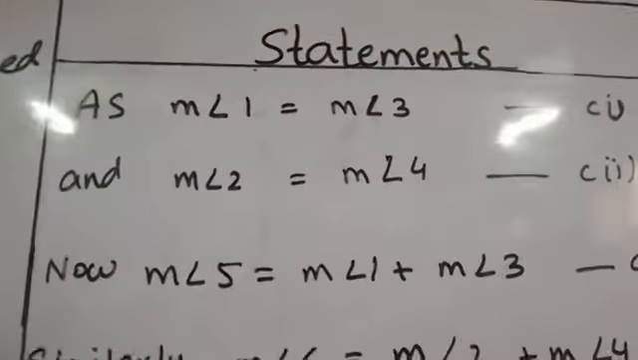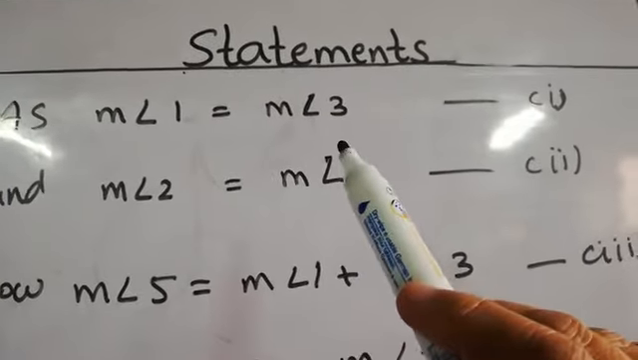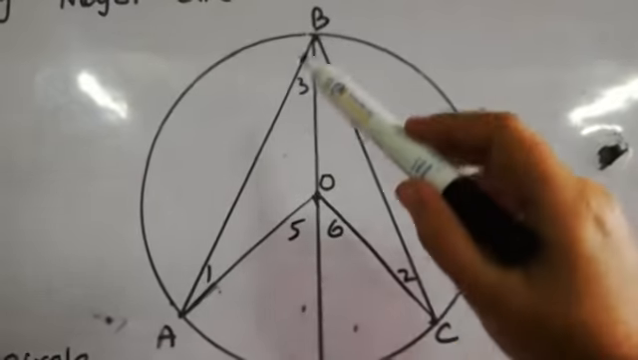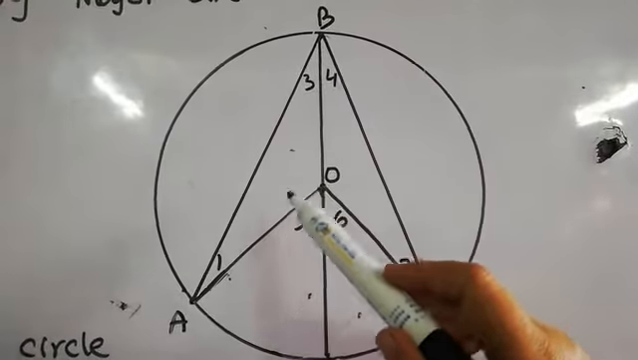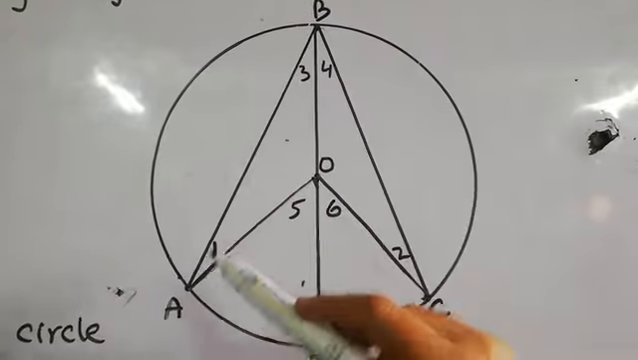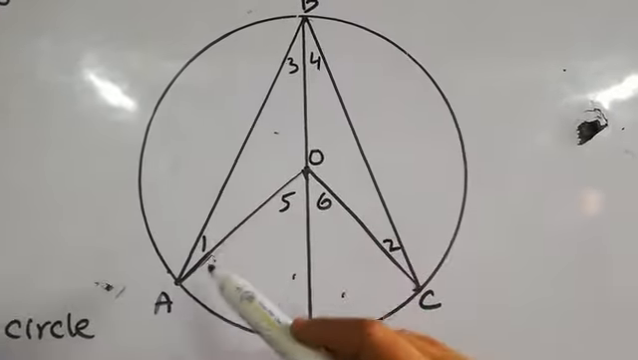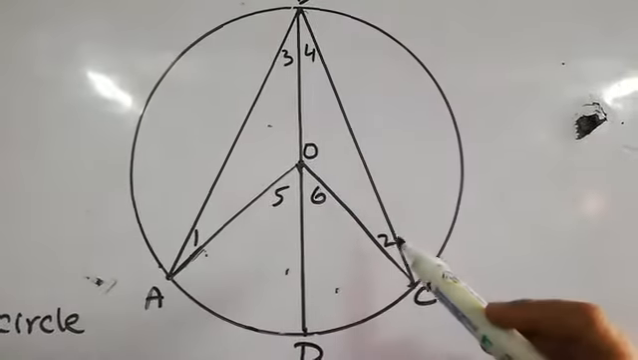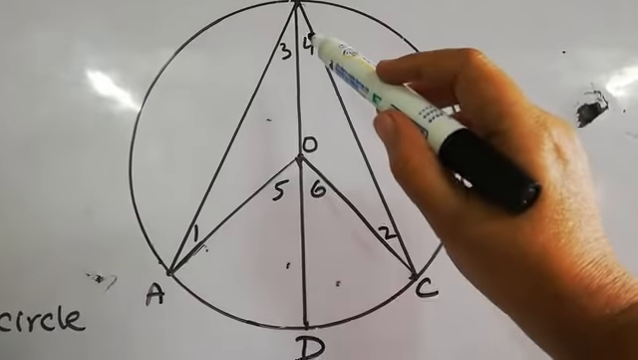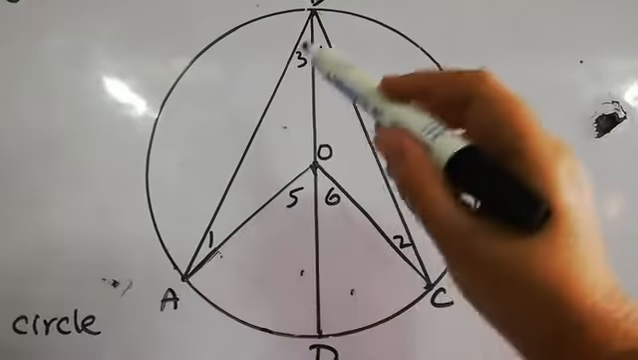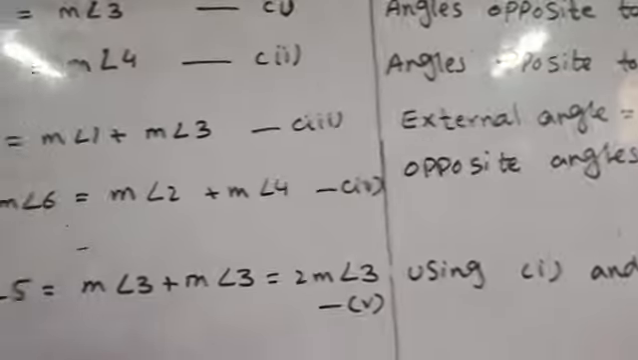The first statement is that the measurement of angle 1 equals the measurement of angle 3. Why? Because you know that this is triangle AOB. In this, these two angles are at the same side of the chord, so they are equal. Angle 1 is equal to angle 3. Like this, angle 2 equals angle 4, because both angles lie on the same chord of the circle. So angle 2 equals angle 4.